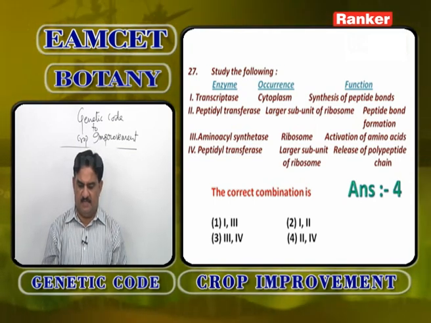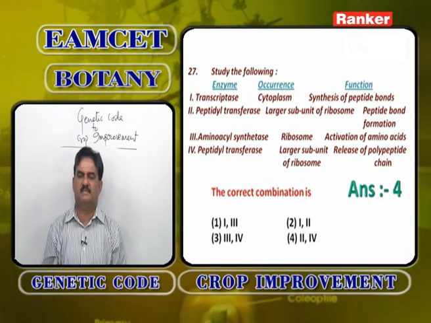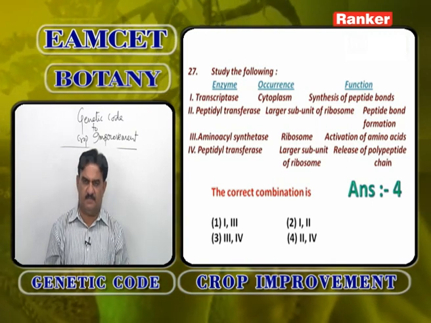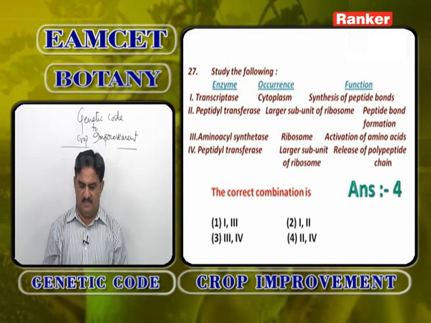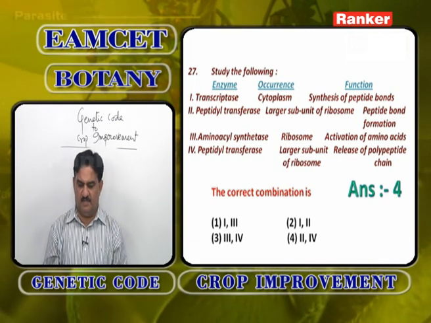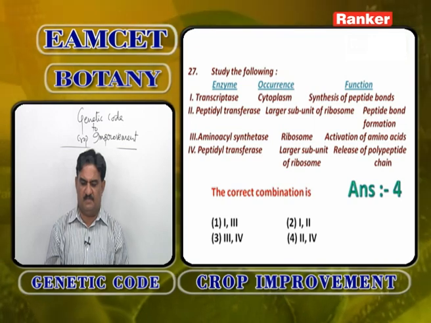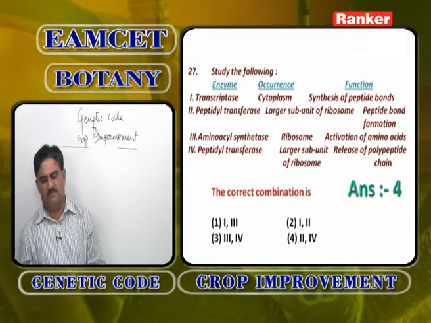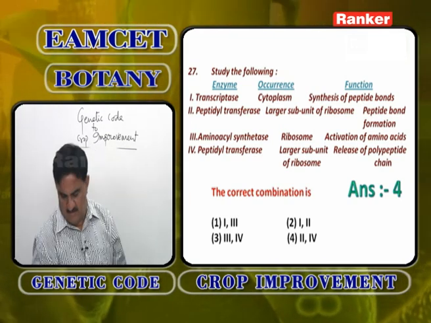Amino acyl synthetase, ribosome activation of amino acid. Amino acyl synthetase is not present in the ribosome, it is present in the cytosol. So amino acyl synthetase, ribosome activation of amino acid is wrong. Peptidyl transferase, larger subunit of ribosome, release of polypeptide chain. So 2 and 4, fourth option is correct.